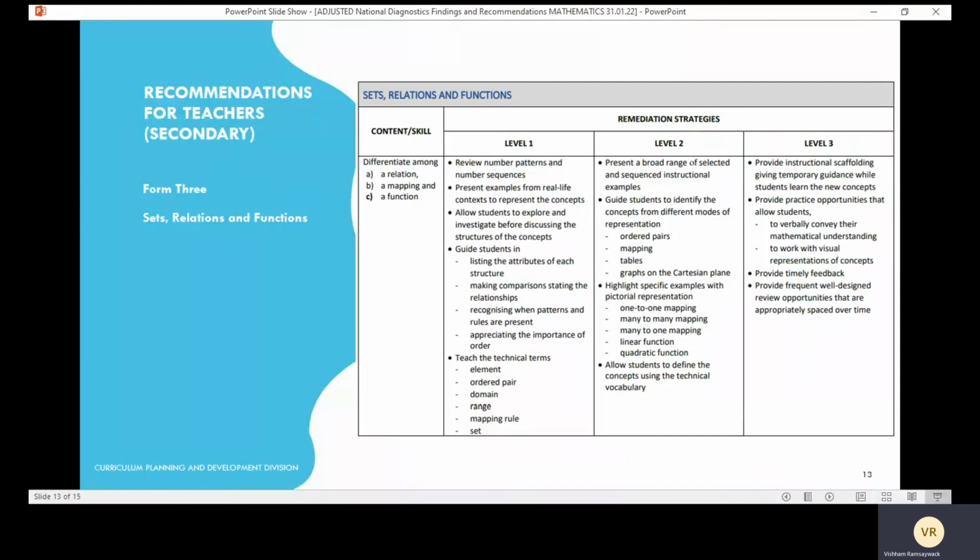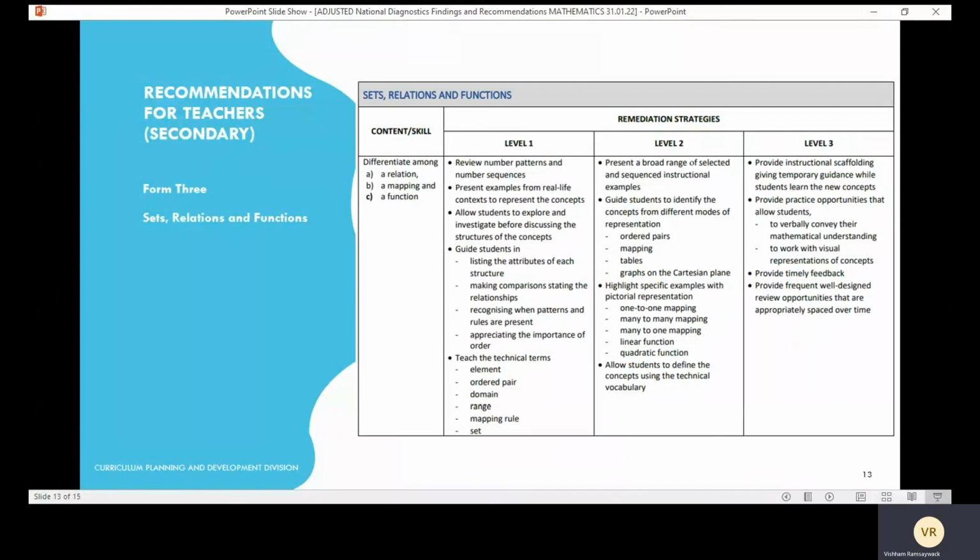Present a broad range of selected and sequenced instructional examples. Guide your students to identify the concepts from different modes of representation. Example: ordered pairs, mappings, tables, or graphs on the Cartesian plane. Highlight specific examples with pictorial representation. Example: the one-to-one mapping, many-to-many mapping, or many-to-one mapping. Explore linear functions and quadratic functions. Allow students to define the concepts using the technical vocabulary, which should be taught.